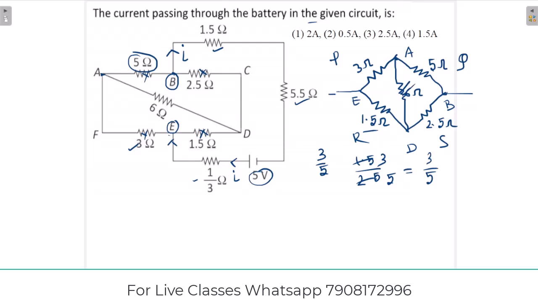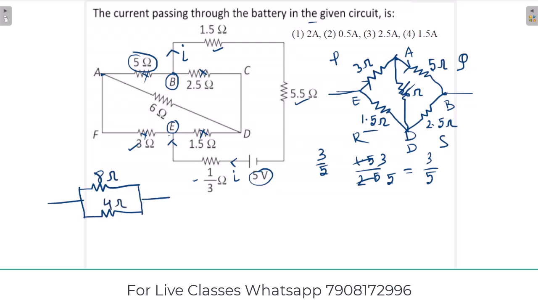So the same current flows through the 3 ohm and the 5 ohm. So 3 and 5 are in series, that is 5 plus 3 is 8 ohm. So we have 8 ohm in this branch, and in the EDB branch, 1.5 plus 2.5 is basically 4 ohm. So 8 ohm and 4 ohm are in parallel.